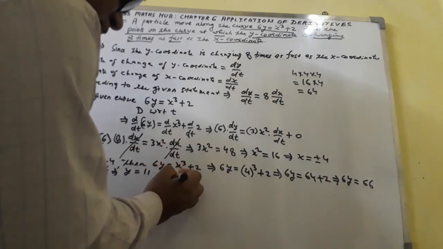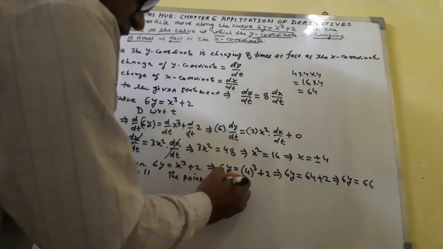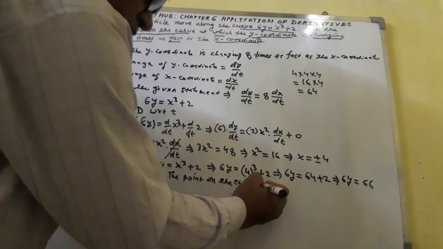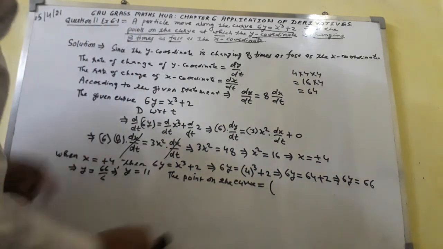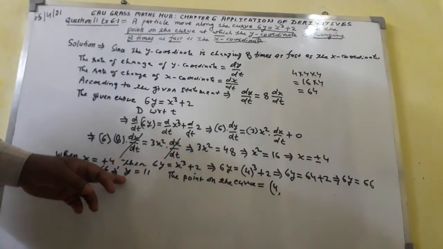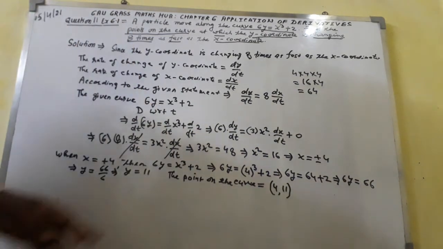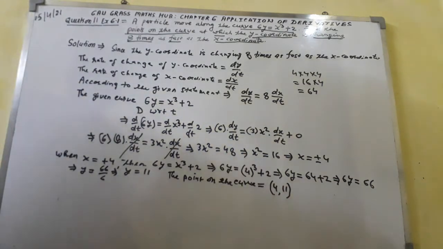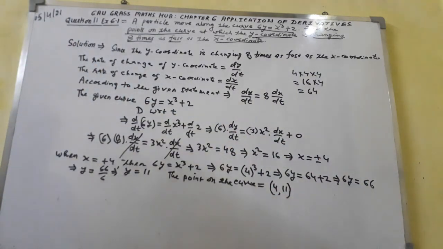So here you have got x equal to 4, y equal to 11. So the point on the curve, you have got x equal to plus 4. The plus 4 will be abscissa and y equal to 11 will be ordinate. So this thing we have got, 1 point on the curve we have got 4 comma 11.